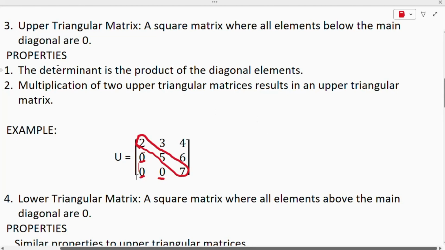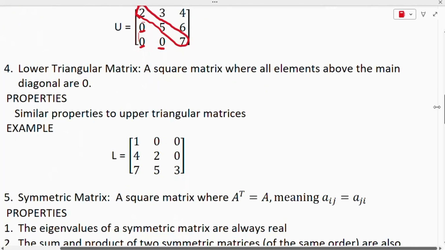Matrix. Now the properties: the determinant is the product of the diagonal elements. That is 2 times 5, 10, 10 times 7 is 70. So if you look for the determinant of this matrix, you are going to have 70. That is what it implies. Multiplication of 2 upper triangular matrices results in an upper triangular matrix. That is to say, if you multiply 2 upper triangular matrices, the result will be an upper triangular what? Matrix.